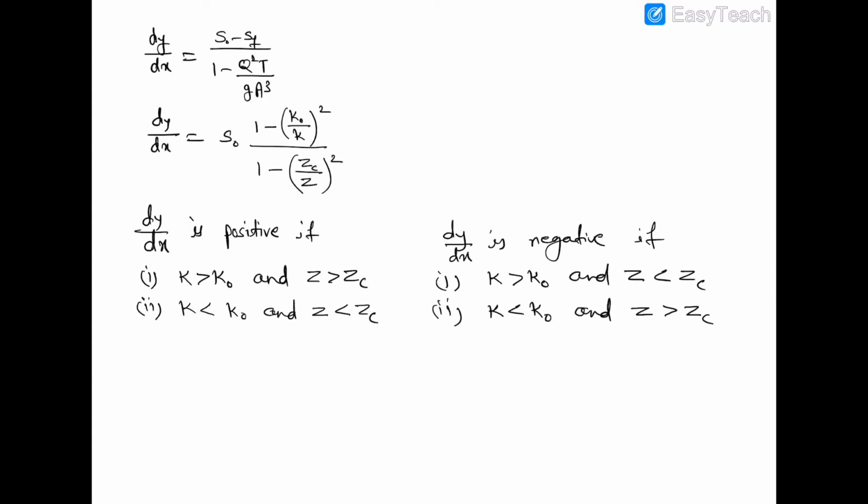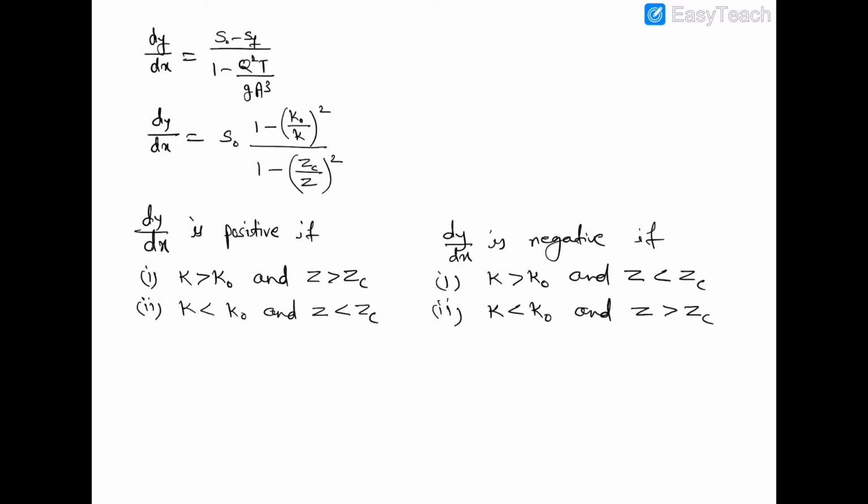Dy upon dx is positive for this condition also, if this is negative and this is also negative. So the numerator will be negative when k is less than k naught. If k is less than k naught, it means this value will be greater than 1 and the square of this value will be greater than 1, then ultimately the numerator will be negative, and in similar way the denominator will also be negative for z less than zc.